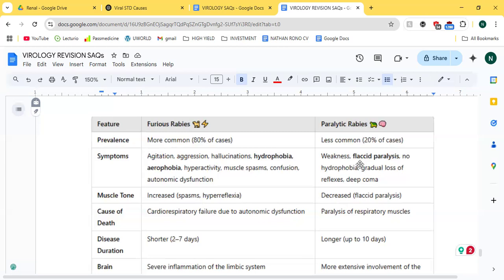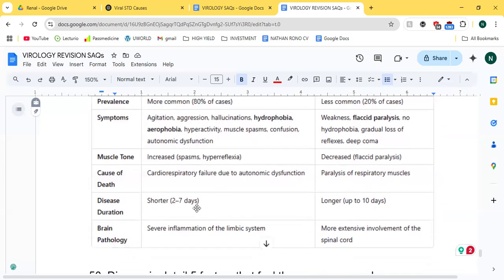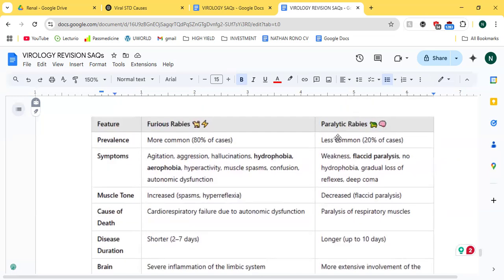We know that the diaphragm is innervated by the phrenic nerve. So once it gets paralyzed, it means you'll be unable to breathe. Then disease duration: this one is usually shorter, 2 to 7 days, and then this one is usually longer. Then brain pathology: severe inflammation of the limbic system, which is used to control emotions. And then this one is more extensive in the spinal cord.